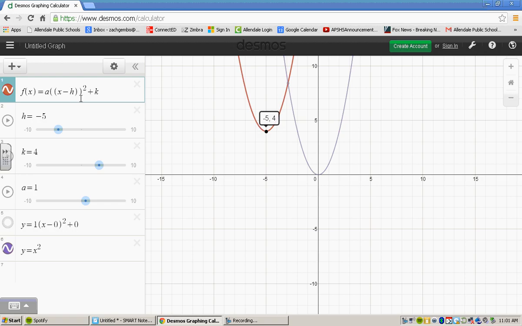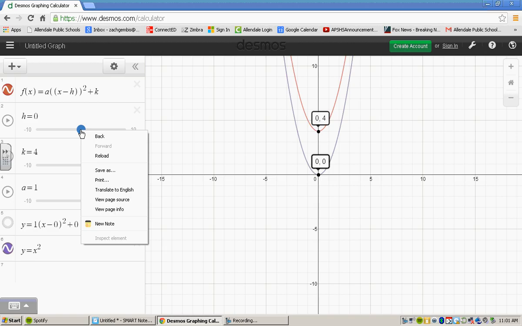That will come directly from this. Back here, my original vertex was 0, 0. I have now shifted it to -5, 4. So that's what h and k do for us. They change the way things are moved around, left and right, up and down.